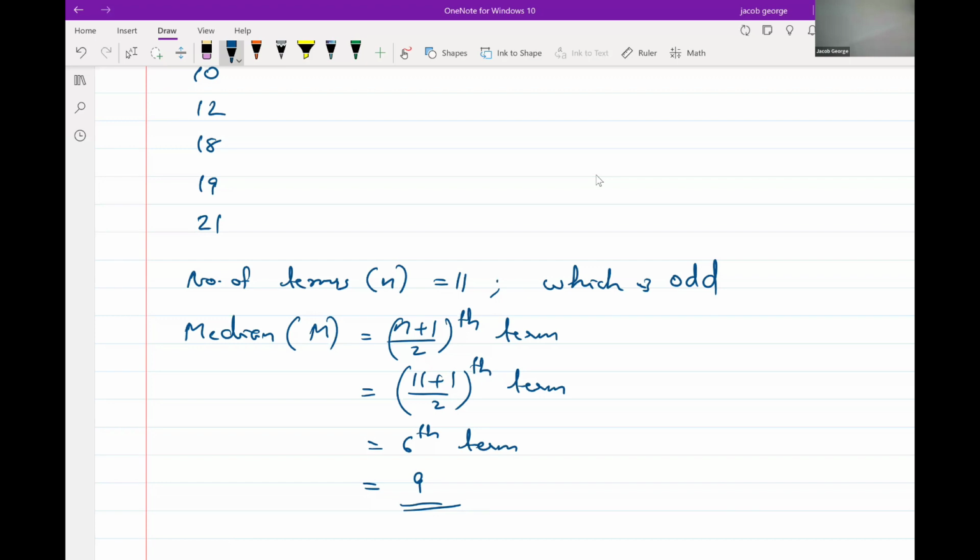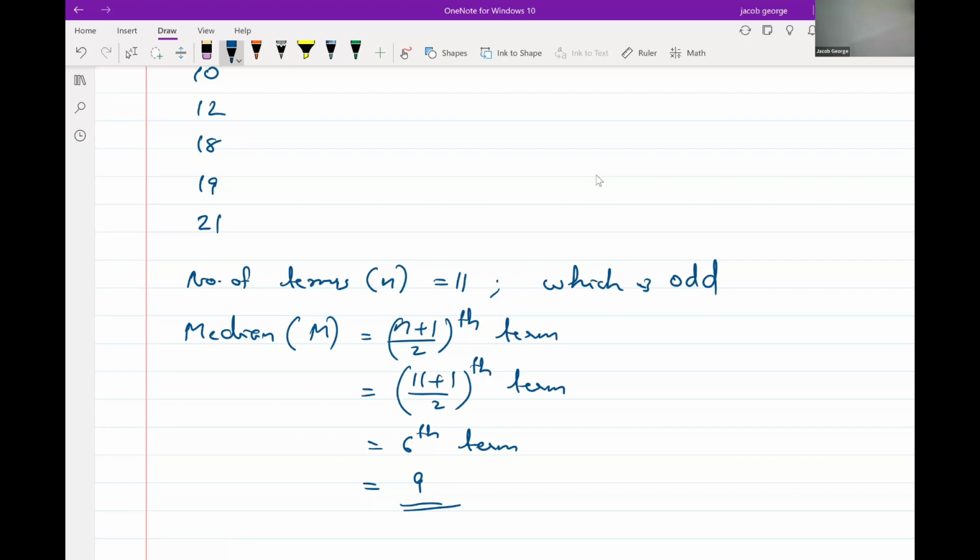So please write: number of terms n is 11. Median is the (n plus 1) by 2th term, that is 11 plus 1 by 2th term. 11 plus 1 is 12, 12 by 2 is 6. The 6th term is equal to 9. Done?